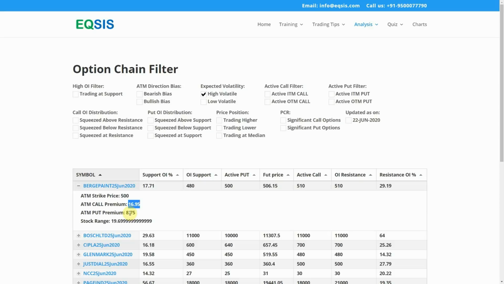But the stock has given a range of only 20 rupees in the last 4 days. So remember, this stock has given only 20 rupees movement in the last 4 days, but the premium is even more than it. So the option traders are asking more premium. It means some uncertainty is still there. This talks about expected volatility for the near term.